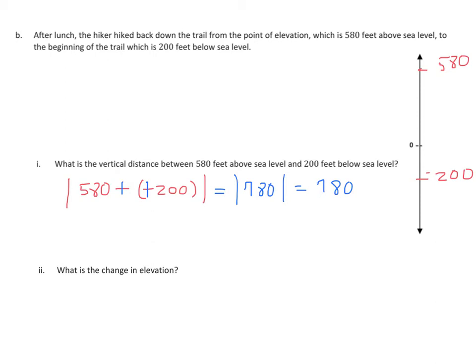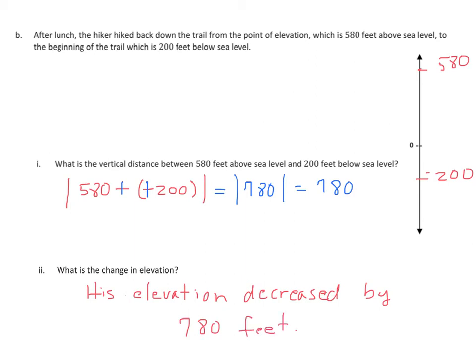It says, what is the change in elevation for our last part of the problem here? So the elevation, or actually we can maybe say this, might be more accurate to say his elevation decreased by how much? By 780 feet. So that was the change in elevation for the hiker, is a decrease of 780 feet.